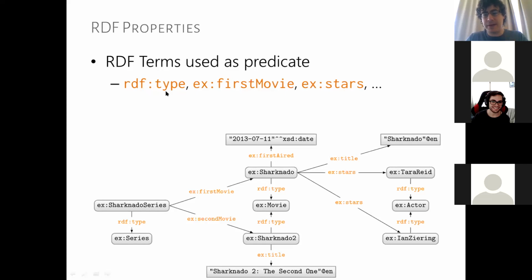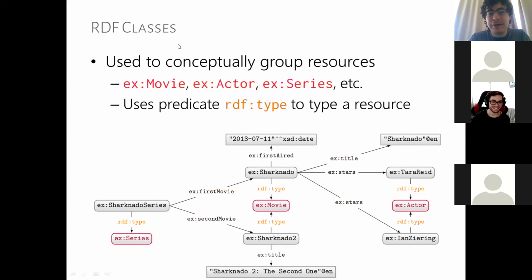So these are the terms themselves. We use predicate to refer to the middle position of a triple, and we refer to the terms used in that position as a property. We also have classes, which are the terms used to group resources that are somehow conceptually similar, for example, to group movies, actors, and series, and we use the property or predicate RDF type to indicate the type of a resource.